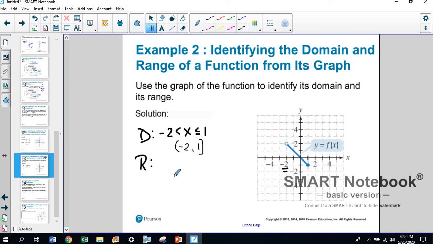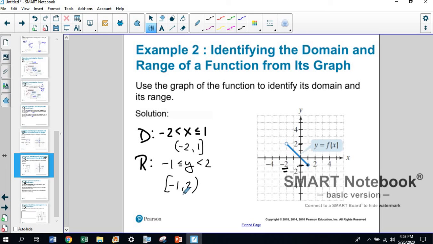Okay. How about y's? Well, again, we don't move left to right. We move bottom to top. So even though this is up here, I don't start up here. I start down here. -1 is my bottom. I move all the way up until 2. And so I'm between -1 and 2. I include the -1 for y because this is a solid point. I do not include the 2 because that's an open circle. And so -1 to 2 is how I write my range values. All right? And so that's a skill you need to be able to do: looking at the graph and determining the range and the domain off the graph.